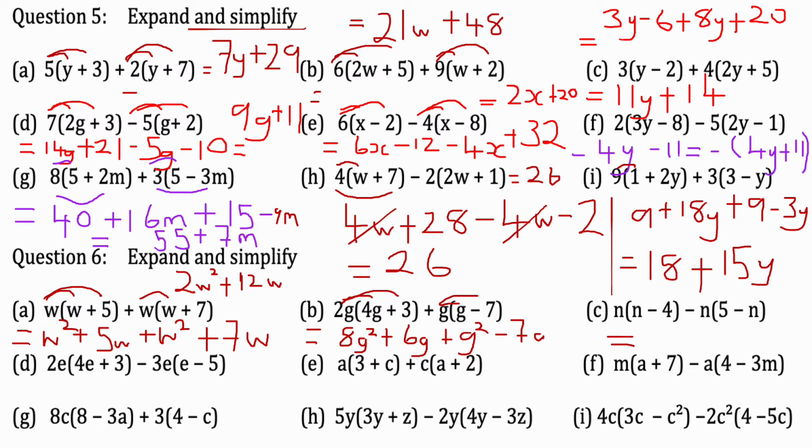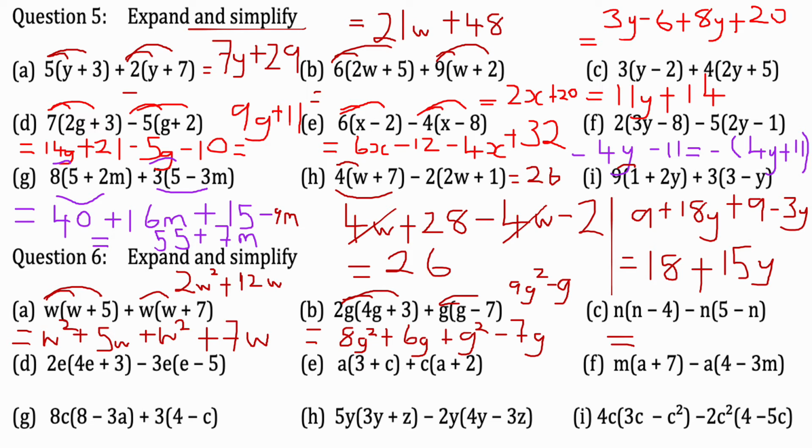So collecting your like terms, 8g squared plus 1g squared becomes 9g squared. And then 6g take away 7g becomes negative 1g or negative g. So 9g squared minus g, or minus g plus 9g squared. Or factorizing it into g brackets 9g minus 1 brackets closed will also be sufficient.